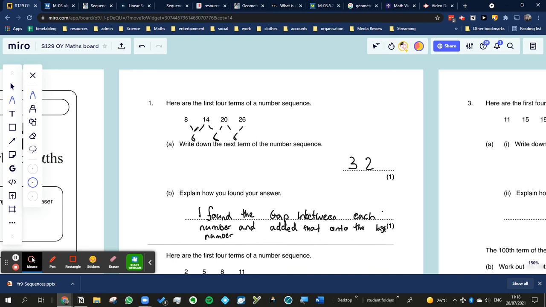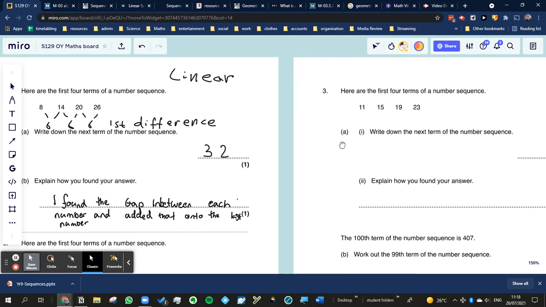Now this difference here between numbers, that's what we call the first difference. I'm just going to change my cursor. First difference. And if the first difference is constant, then this is a linear sequence. Okay, those ones are obviously easier to solve.